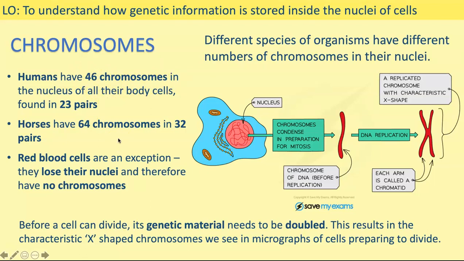I've used horses here as an example of an organism of a different species to show that they have different numbers of chromosomes. So horses have 64 chromosomes and they are found in 32 pairs.